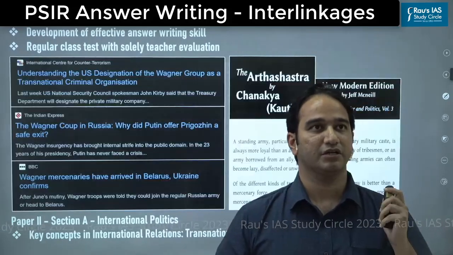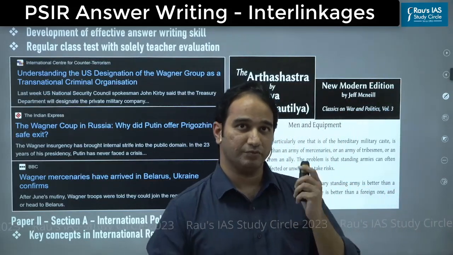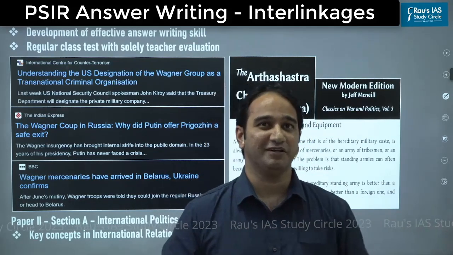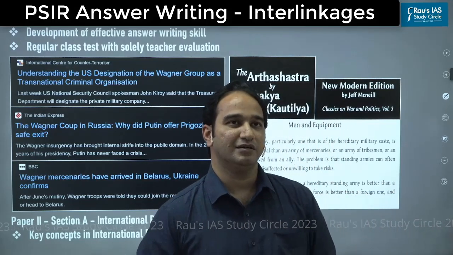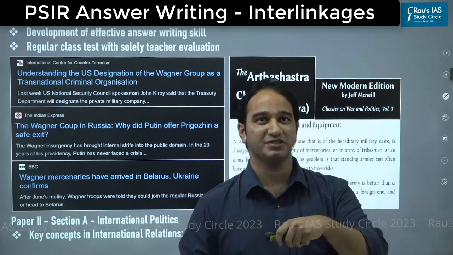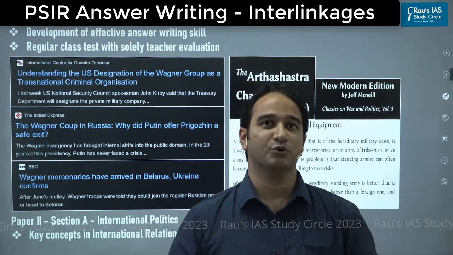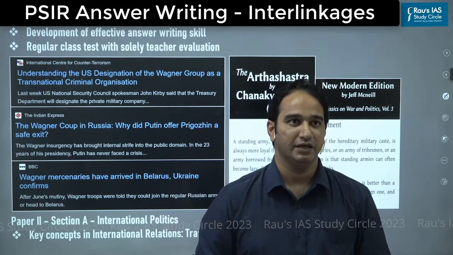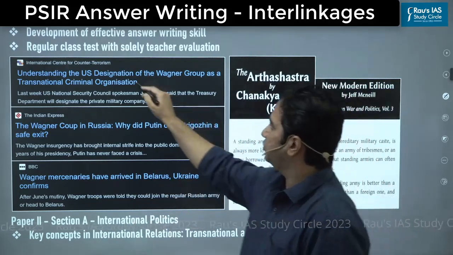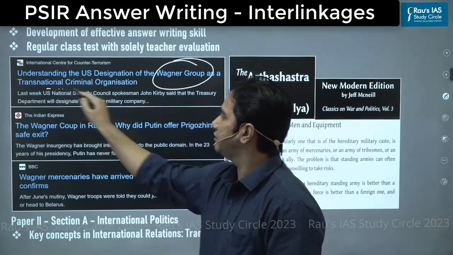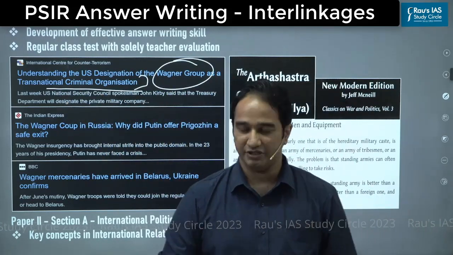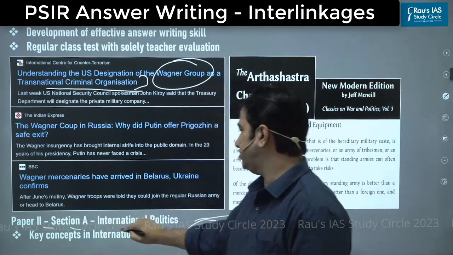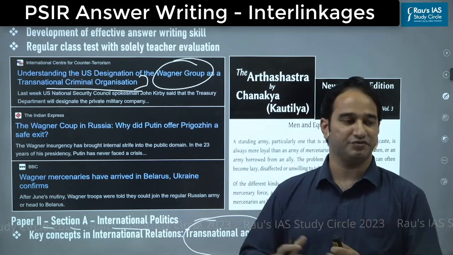Similarly, if you take a look at this, it is one of the YouTube short videos I made on the Wagner Group and Arthashastra. Based on this, a lot of students asked me how to focus more on interlinkages, and how I help with this in my PSIR class. And again, you see that the Wagner Group has been designated as a transnational criminal organization. Transnational actors is literally part of the syllabus under Paper 2, Section A, international politics.